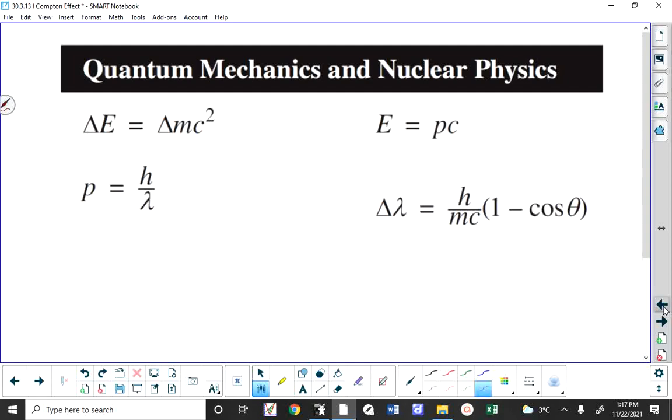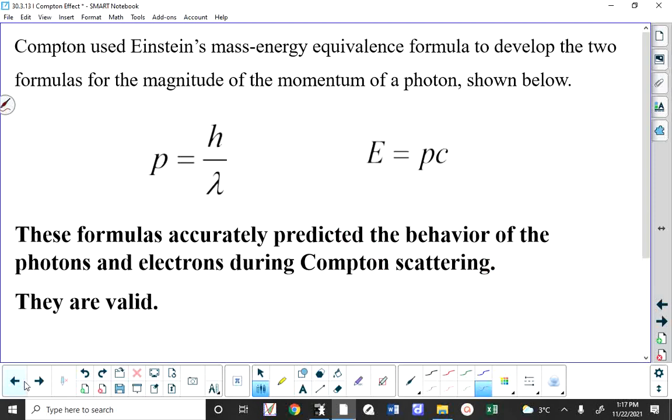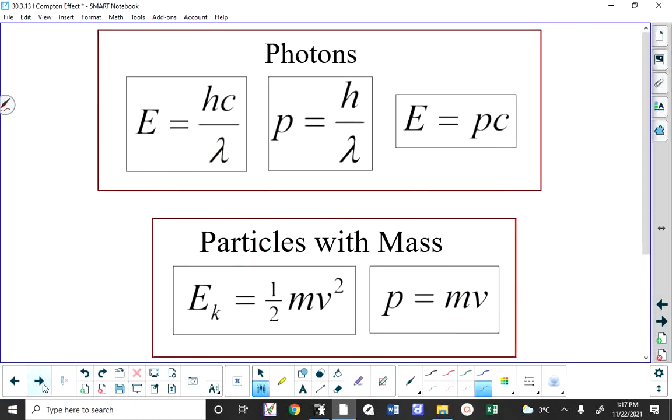If you were to take this formula here and put hc over lambda in for E, the c's cancel and you're left with momentum equals h over lambda. So this was his idea. He's going to equate the mass of a photon, even though a photon doesn't have mass, he's going to equate it to its equivalent mass from Einstein's formula. And as I said, these two formulas work. They're valid. So we're going to take a look at just a few examples today.